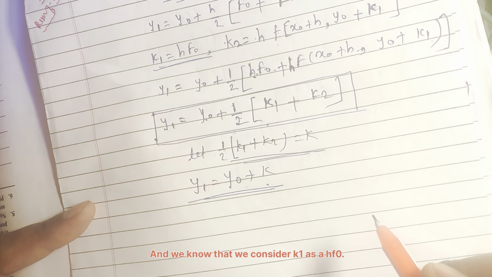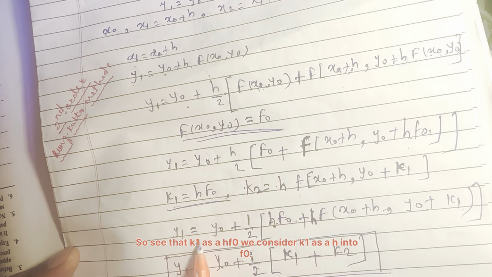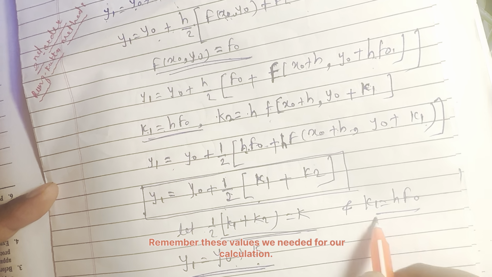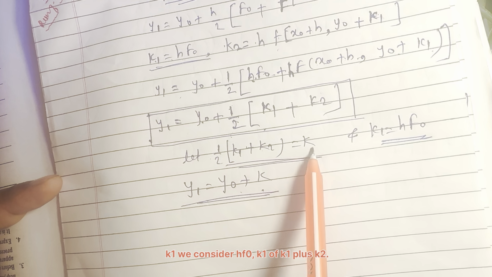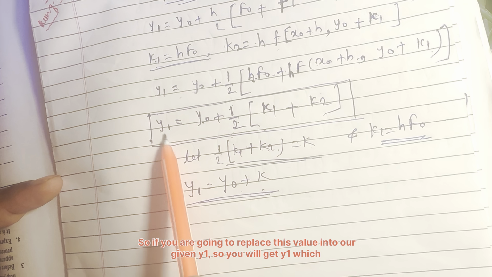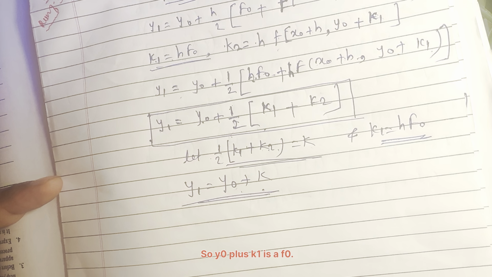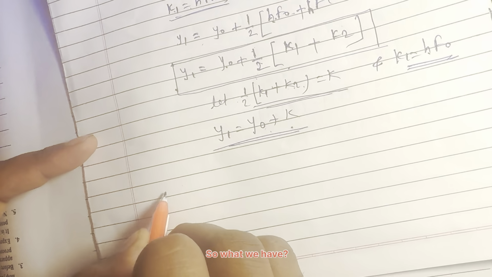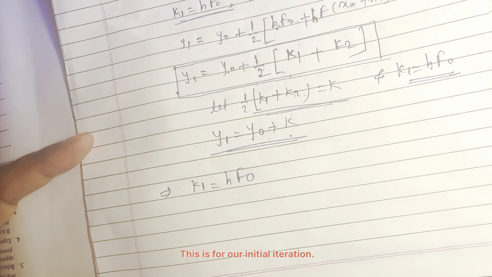And we know that we consider k1 as h f0. So k1 is h into f0. Remember these values, we need them for our calculation. We consider k1 as h f0, and k as 1 half of k1 plus k2. If you replace this value into our given y1, you will get y1 equal to y0 plus 1 half of k1 plus k2, that is, y0 plus k. So k1 is h into f0, and this is for our initial iteration.